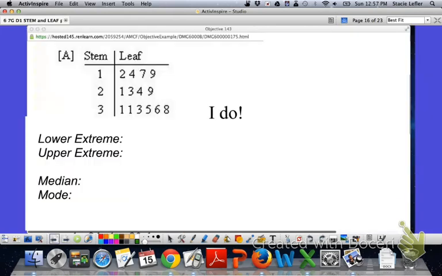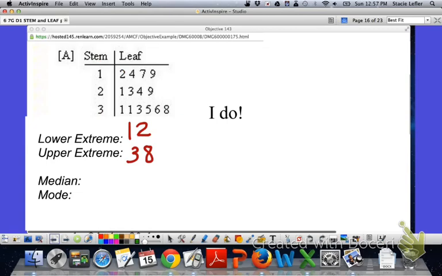We can use stem and leaf plots to interpret the data that's shown on it. So I'll do this one. The lower extreme means the extremely lowest number, or the smallest data. And that would be the one with the 2, which is 12. The upper extreme is our extremely largest number, so that would be our 3 and our 8. The upper extreme is 38.